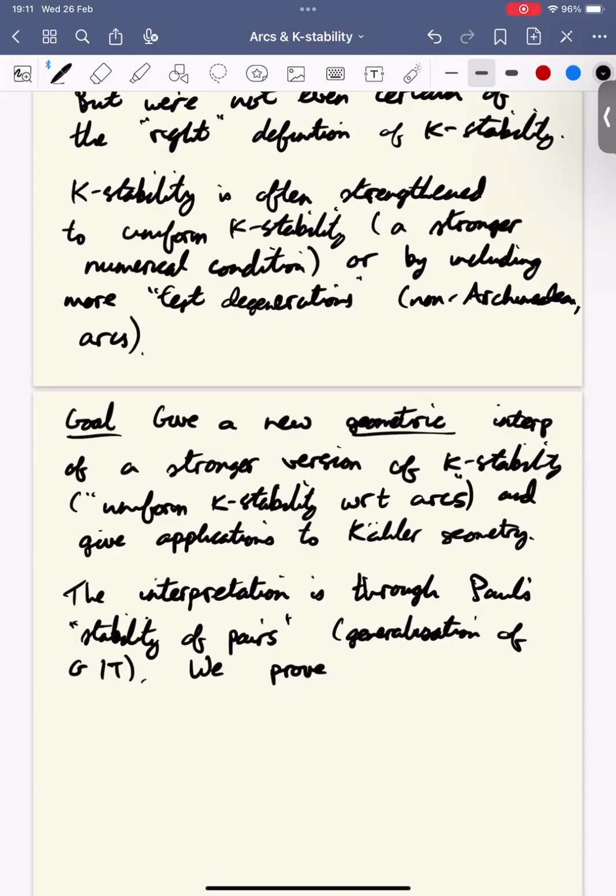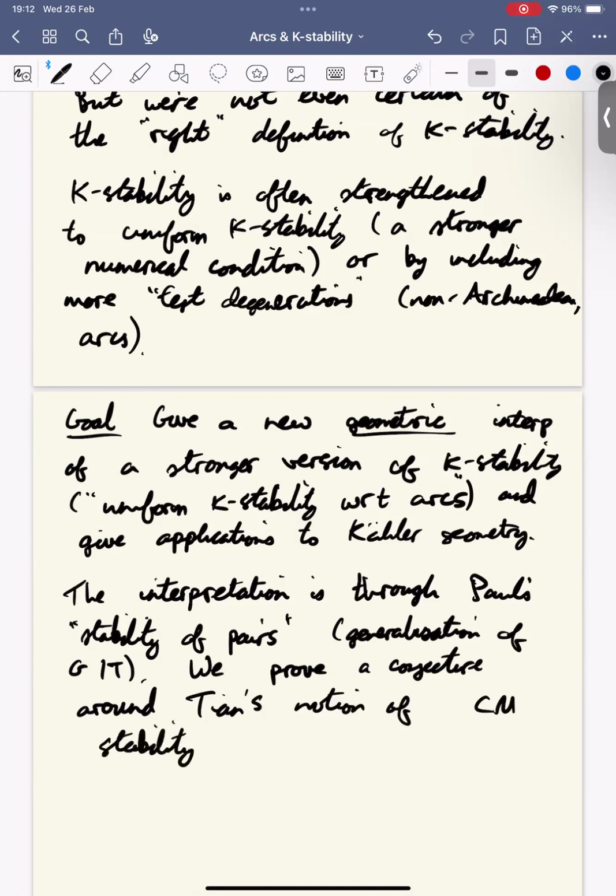Okay, so in particular, just in case you got lost by the end of this talk, I'll advertise. What we're doing is motivated by existing questions in the field, and in particular, we'll prove a conjecture of Tian around Tian's notion of what he calls CM stability. But I just want to flag here that although he calls it CM stability, this is really a purely analytic condition.